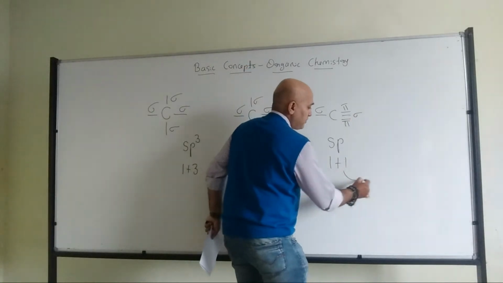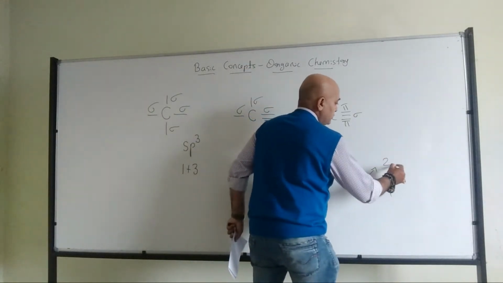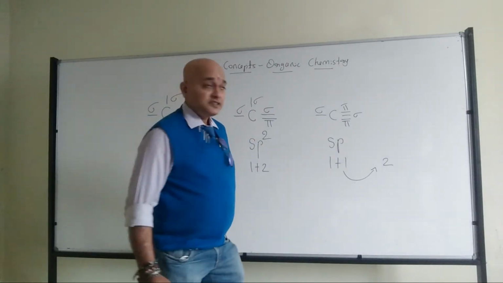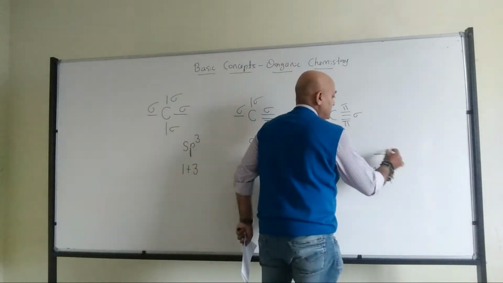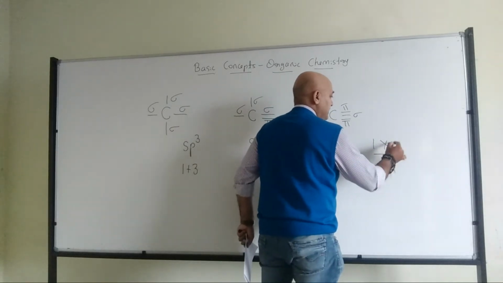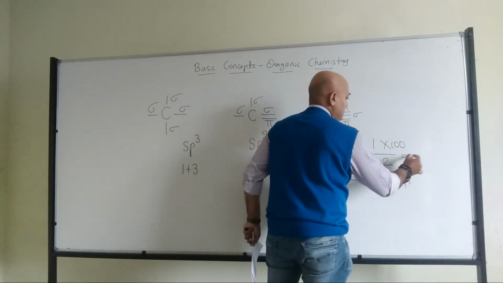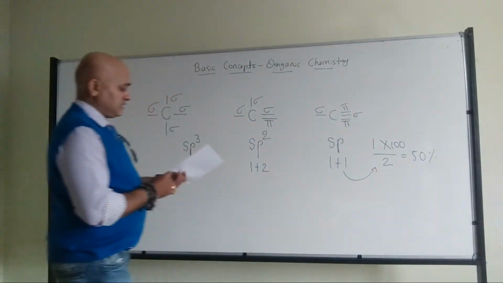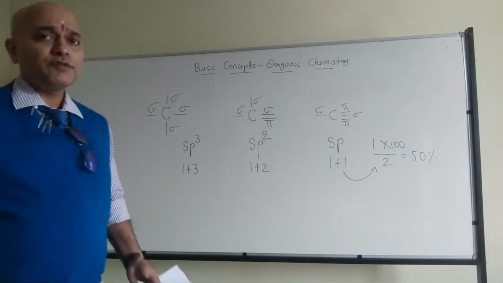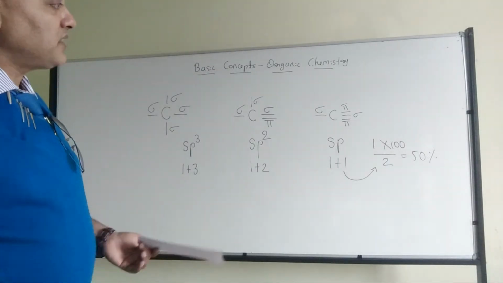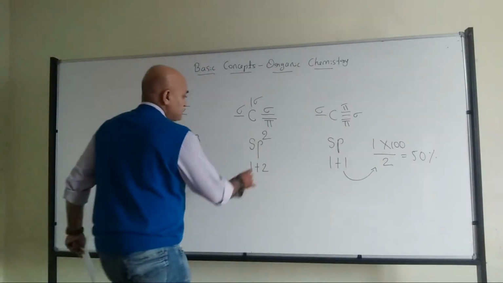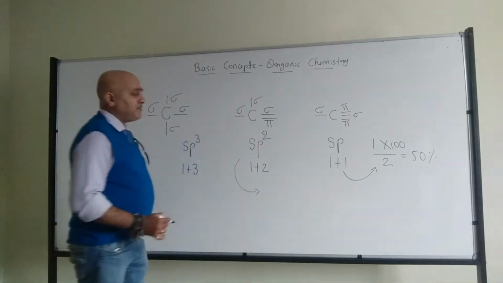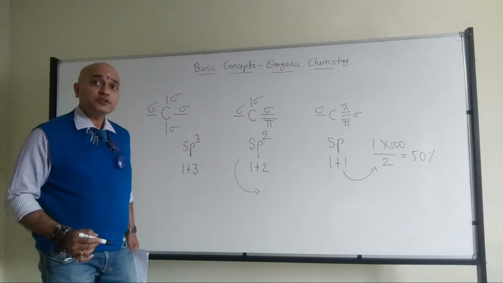The total number of orbitals is 2, right? In that 2, the s is 1. So for 100, because we are talking about percentage, it is 50% s character. Naturally, the same thing will be applicable for p also, 50% p character. In the same way we can calculate it for sp2 also.